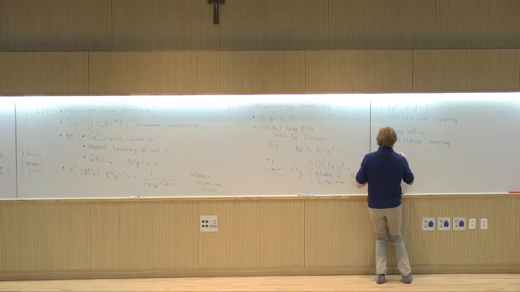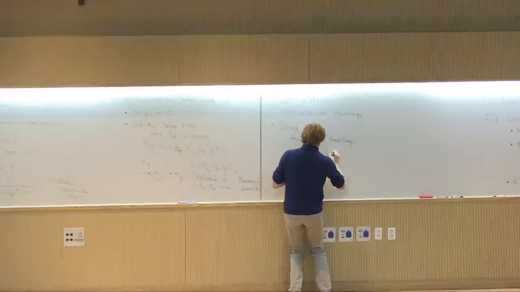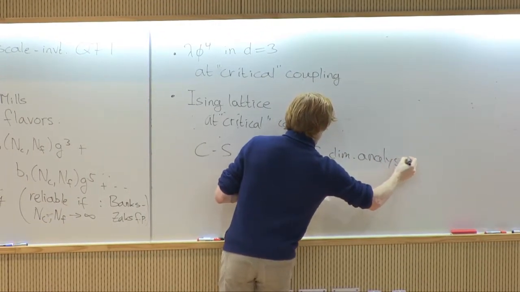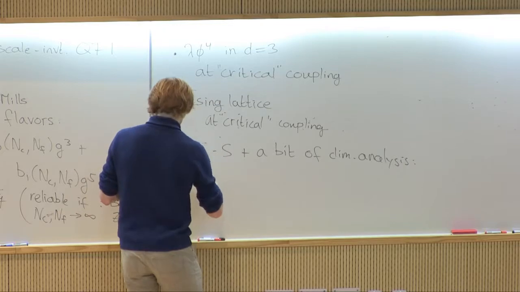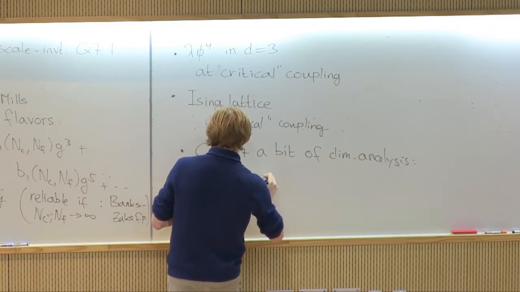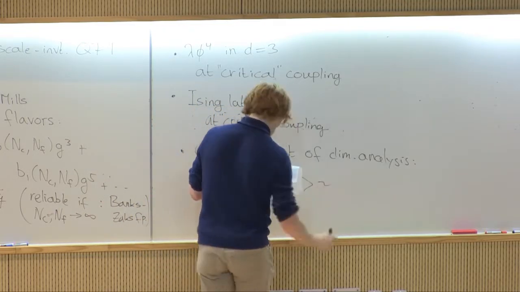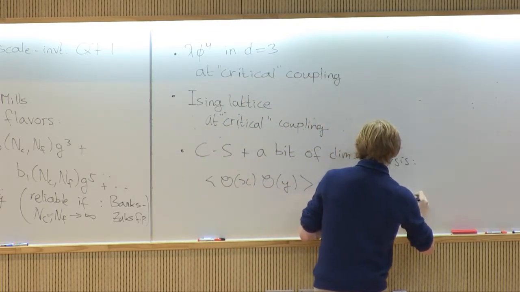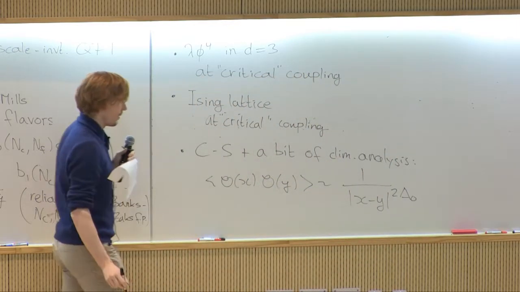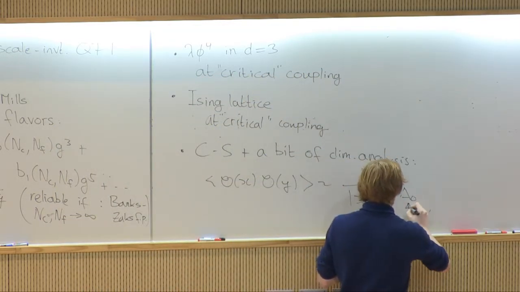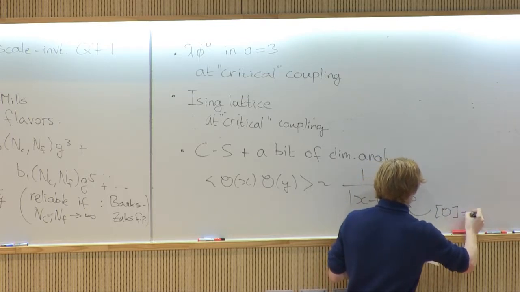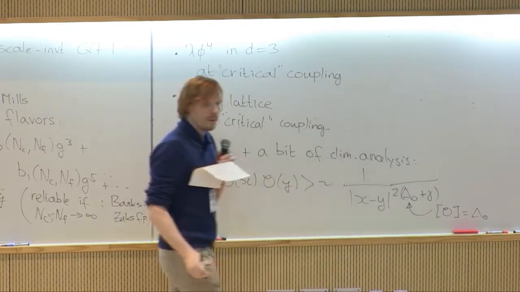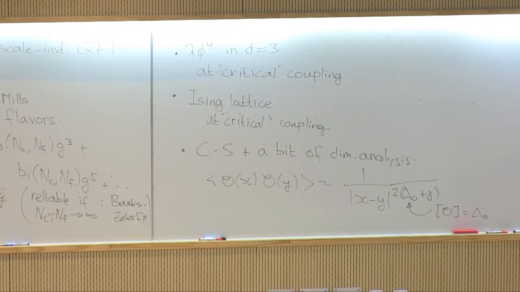So Collins-Zimanczyk plus a bit of dimensional analysis will give you the long distance behavior, the power law behavior of correlation functions, to be something like 1 over |x minus y| to the power 2 times delta 0, where delta 0 is the engineering, the scaling dimension of the operator in the UV. And then you get an extra gamma, which is the anomalous dimension, in the exponent.